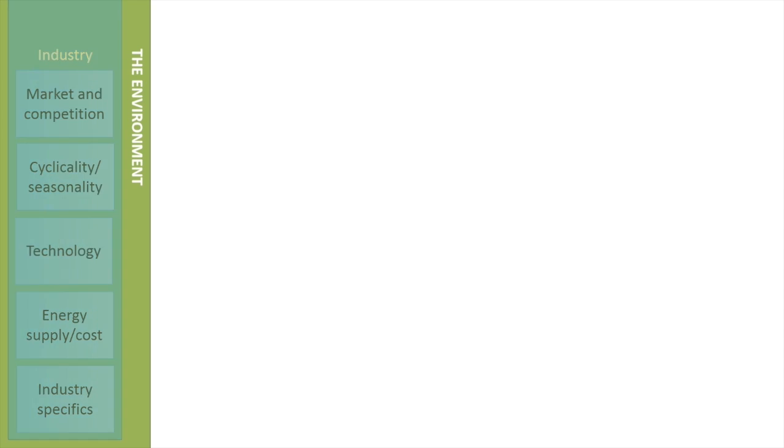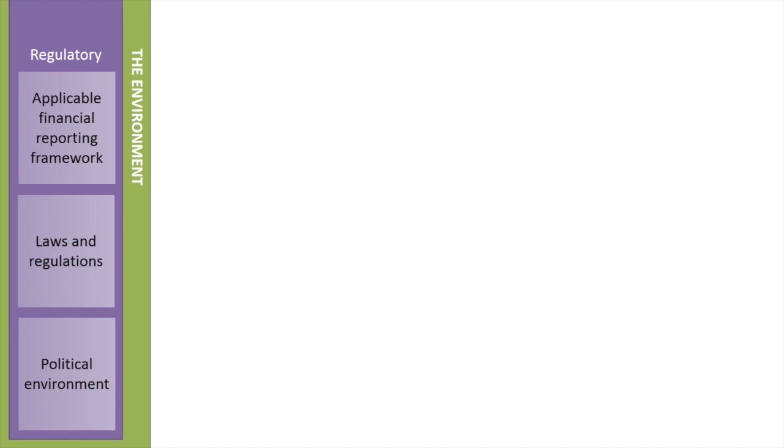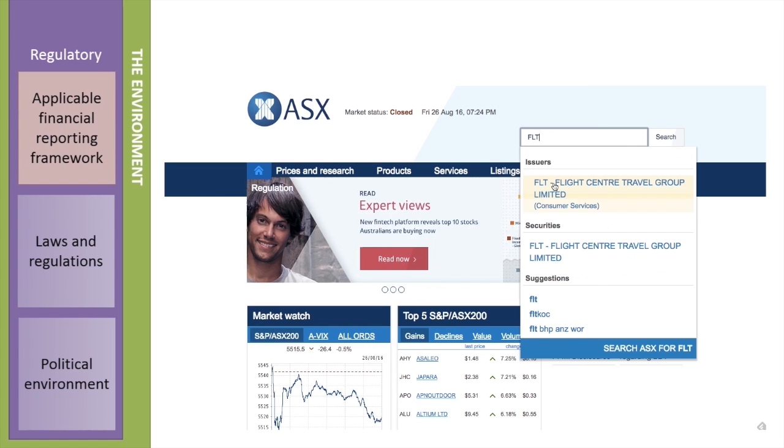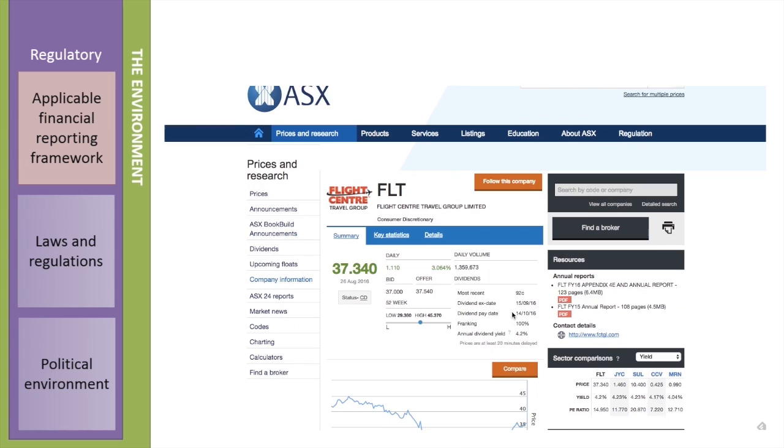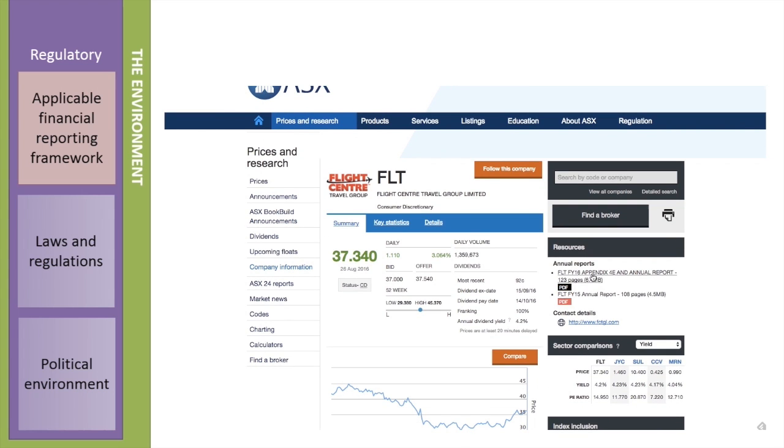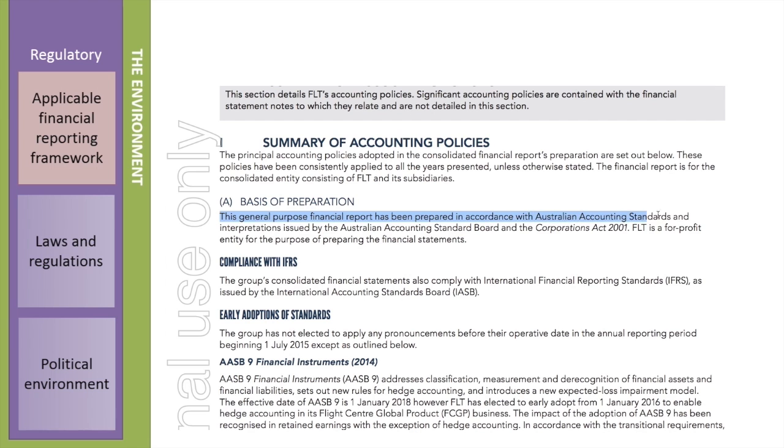Now, what about Monty Travel's regulatory environment? Pause and name at least one or two things before you go on. The reporting framework is easy once we know Monty Travel is a listed Australian company. It's probably the same as Flight Centre, a comparable company. Here, we can see the framework is Australian Accounting Standards, and also IFRS, and the Corporations Act 2001.